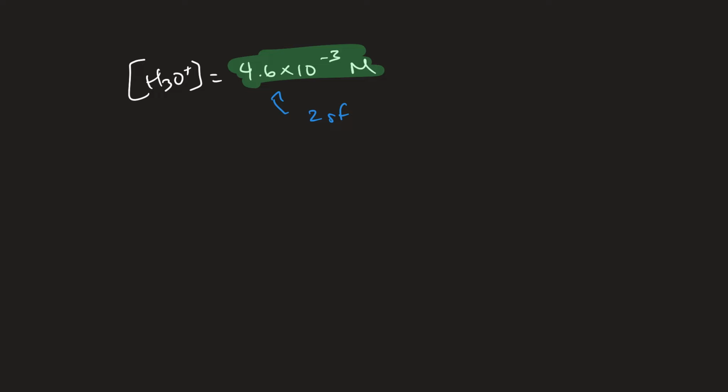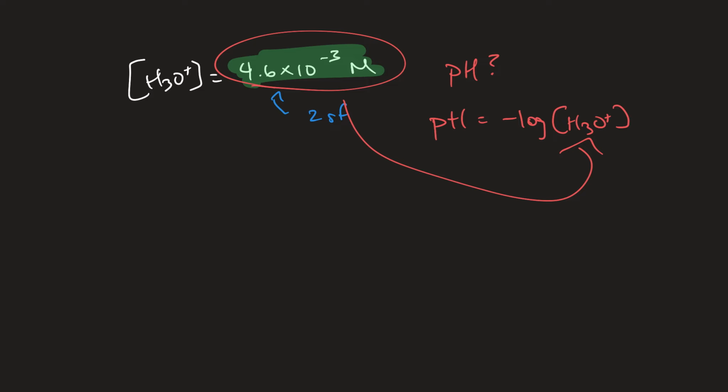Then if we were to figure out what is the pH of this concentration, we know that the pH is equal to the negative log of the concentration of hydronium. So if we plug this number into this equation, we have pH equals negative log of 4.6 times 10 to the negative 3. When we put this in the calculator, we need the right number of sig figs. We have 2 sig figs here. As we talked about with the pH, the number before the decimal never really counts. So that means we need to have 2 decimal places after. And so the answer to this question, with the correct number of sig figs, is 2.34.